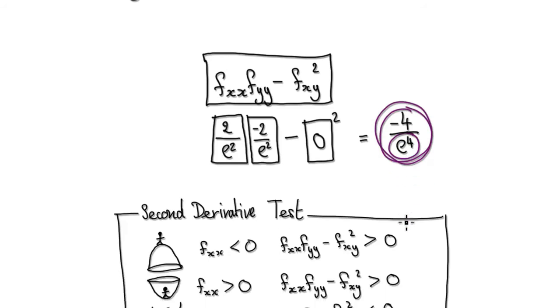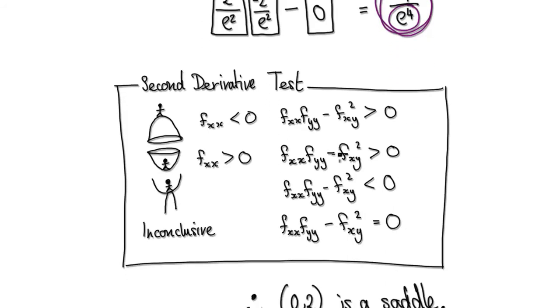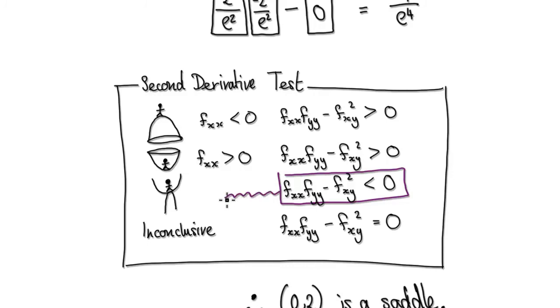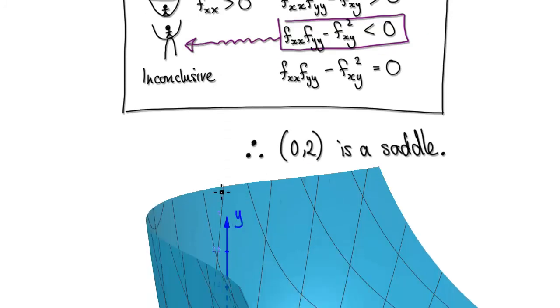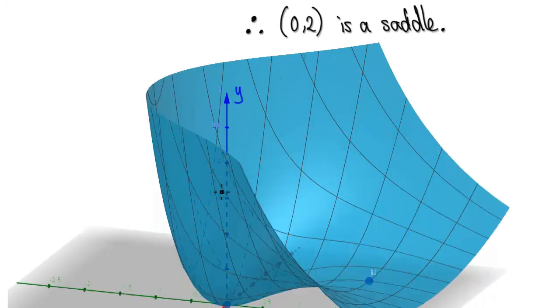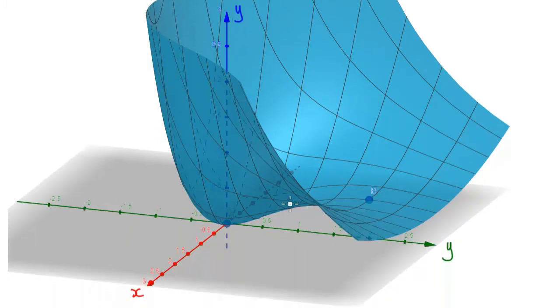So going back to the second derivative test, we worked out this quantity here, and it turns out that this quantity is less than 0. Less than 0 means that we are at a saddle point. So what that means is at (0, 2), remember at 0 on the x-axis, (0, 2) would be this point here.